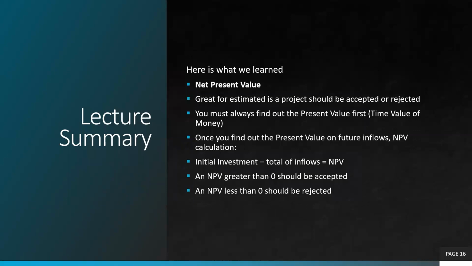So here's what we've learned in this lecture. Net present value is great to estimate if a project should be accepted or rejected. You have to figure out the present value first, right? And that's taking in the time value of money. Once you find out the present value of future inflows, your NPV calculation can be done in Excel, and an NPV greater than 0 should be accepted, and anything less than 0 should be rejected, because that means your initial investment of, say, $30,000 would be less than $30,000 at the end of 5 years.